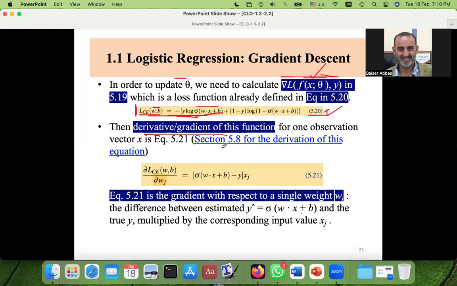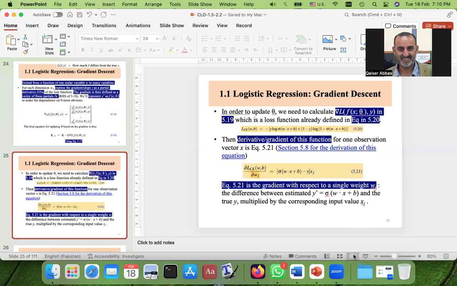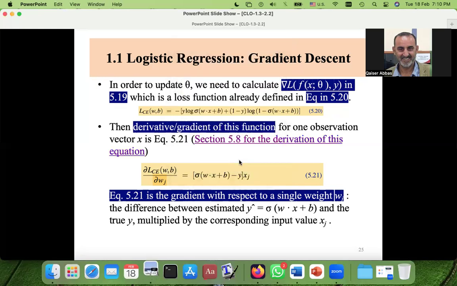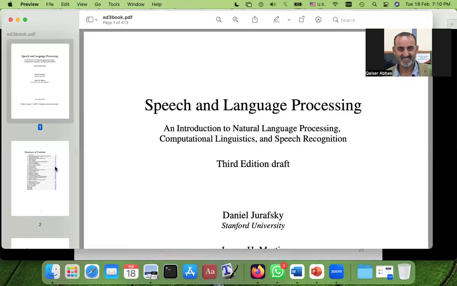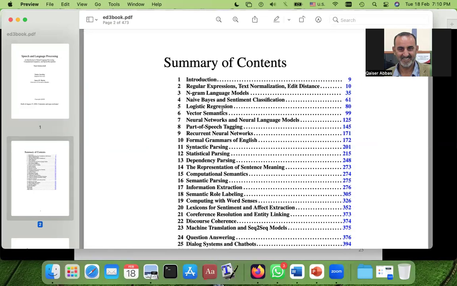One page or maybe 1.5 pages of calculation is given here in this book. I have made the link, okay? If I click over it, hopefully it will open, because this is offline, not online. Okay, this is the book, and logistic regression. It will go to page 80.